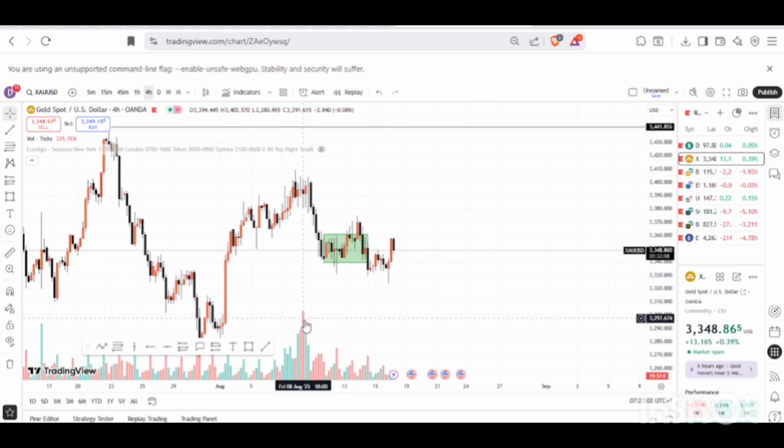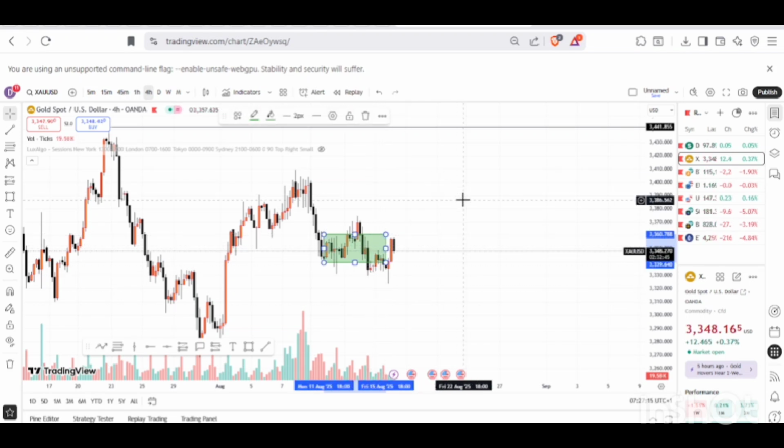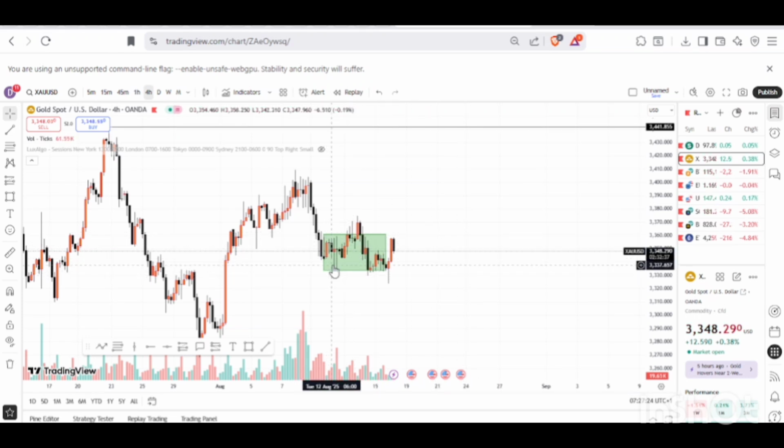You can see this is Monday, the 11th of August, down to Friday. I call this range the death range, because there's a lot of choppy price action, and yep, it is what it is. If you tried to play the long game to this point, gold probably took you out.